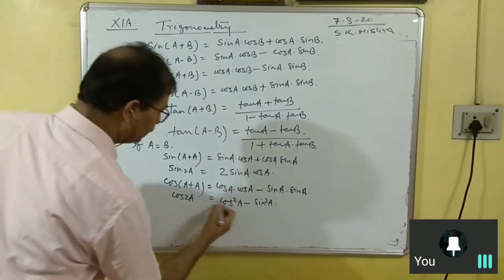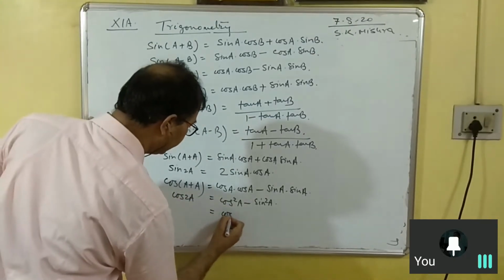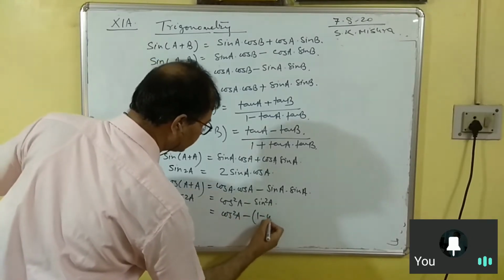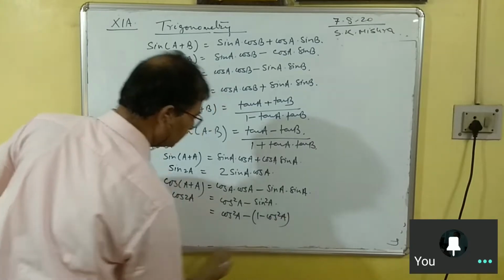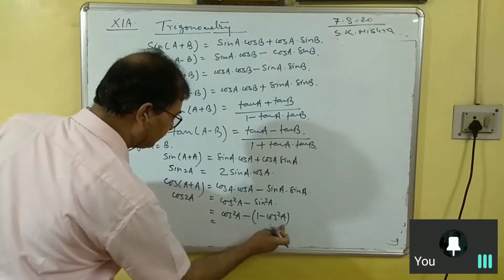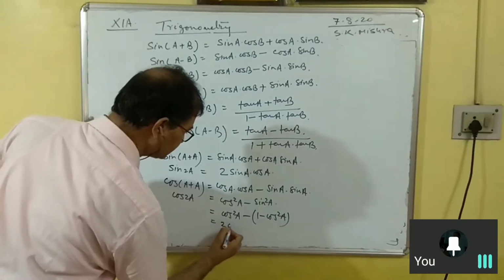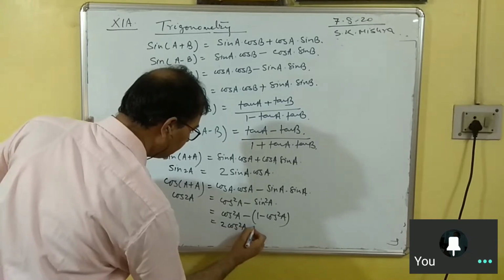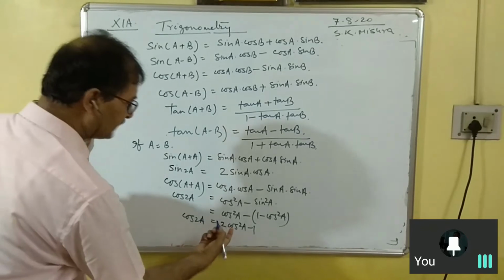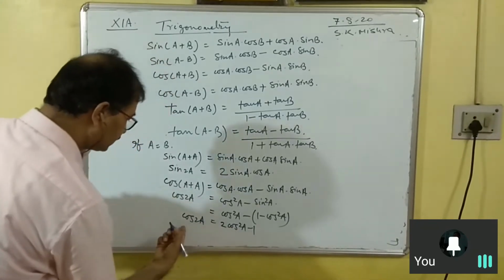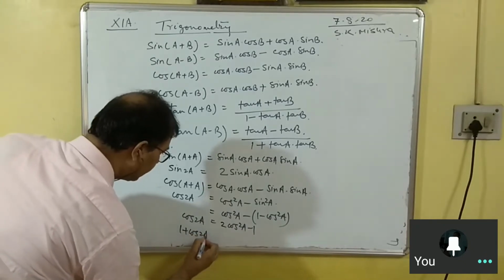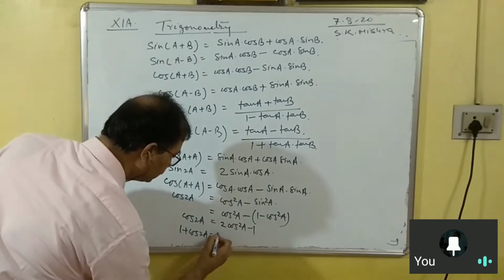And if you replace the sin square A by 1 minus cos square A, then this will be minus into minus, plus cos square A plus cos square A. So this is 2 cos square A minus 1, and this side it is cos 2A. So if I ask you what is cos square A, then 1 should be taken to the left side. So 1 plus cos 2A is 2 cos square A.